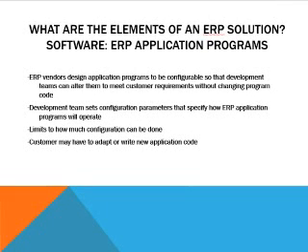ERP vendors design application programs to be configurable so that development teams can alter them to meet customer requirements without changing program code. During the ERP development process, the development team sets configuration parameters that specify how ERP application programs will operate. For example, an hourly payroll application is configured to specify the number of hours in the standard work week, hourly wages for different job categories, wage adjustments for overtime and holiday work, and so forth.